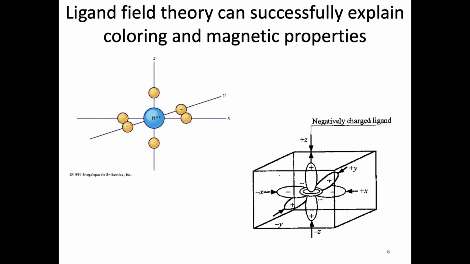Okay, and so we use this ligand field theory because it can explain the coloration that we get when we introduce these transition metal ions. And it can also, one of the maybe more important aspects, because understanding the coloration of gemstones is nice and everything, but the magnetic properties can also be explained by the same theory. So keep that in mind, that we're going to talk about coloration, but it also explains other properties that may be more useful for practical ceramics.